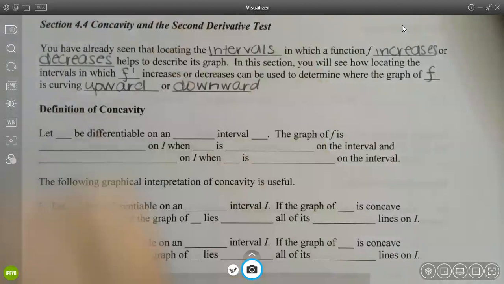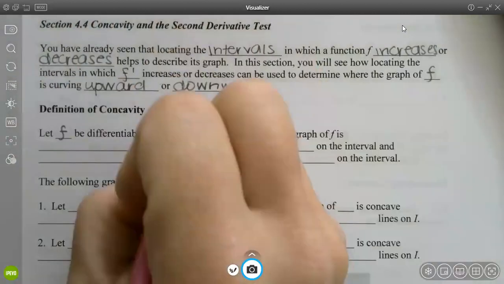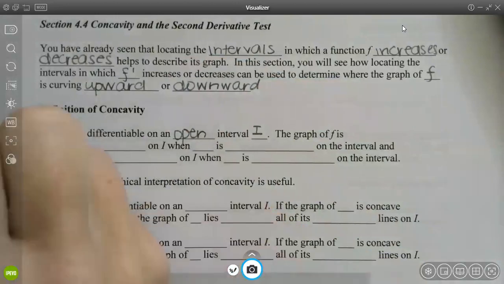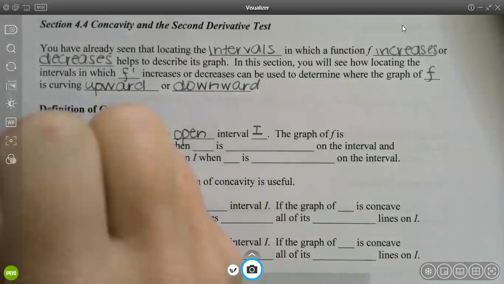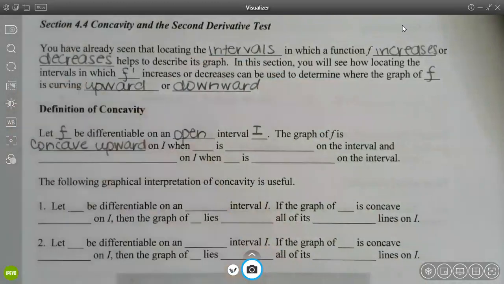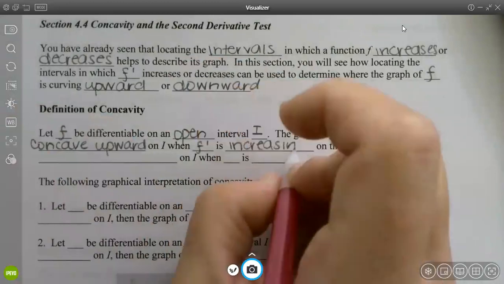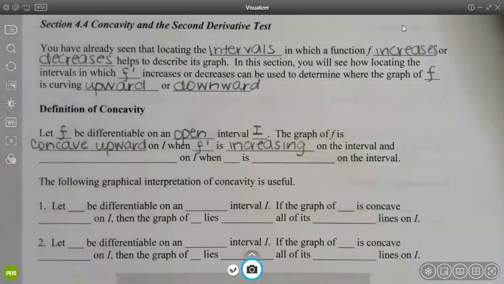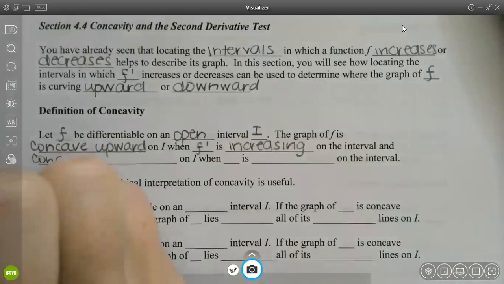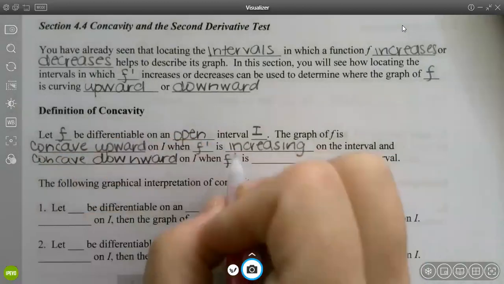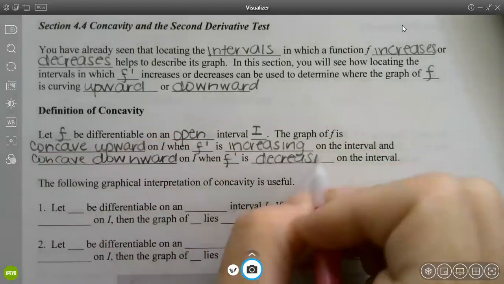So, definition of concavity: let f be differentiable on an open interval I. The graph of f is concave upward on I when f prime is increasing on the interval, and concave downward on I when f prime is decreasing on the interval.